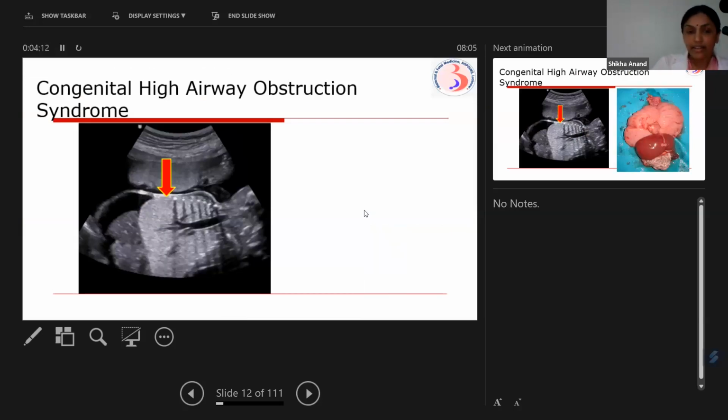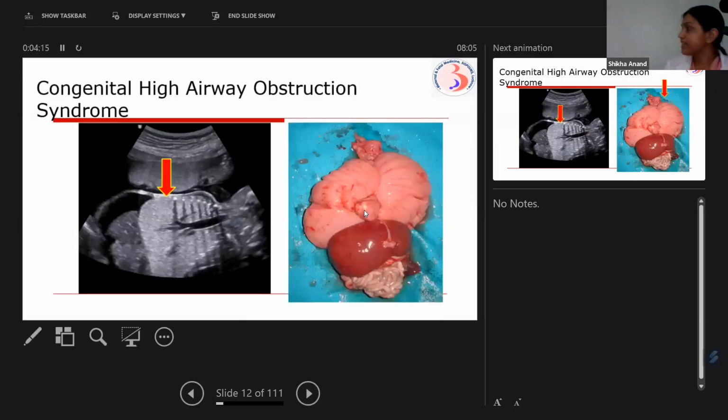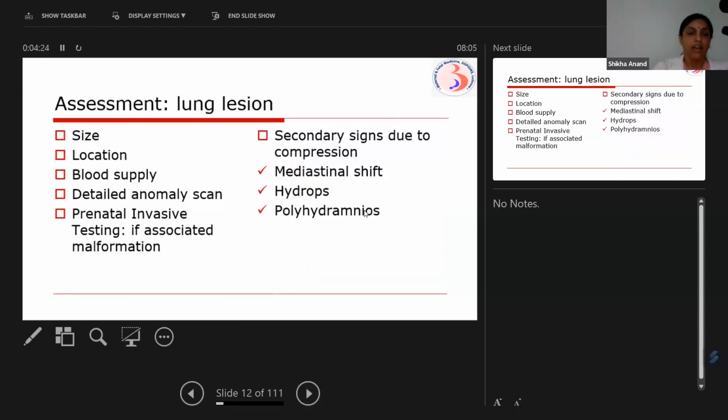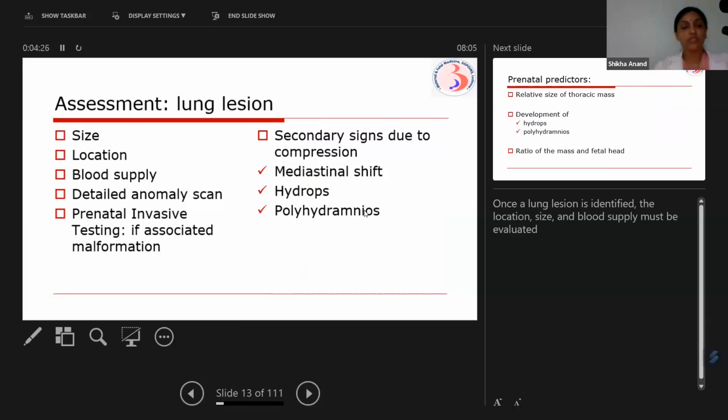And then this is the autopsy picture, in which we can see that the lungs are so hyperinflated that even the rib markings can be seen over the lungs. So once a lung lesion is diagnosed, we need to look at the size of the mass, the location, and its blood supply. A detailed anomaly scan should be done, and prenatal invasive testing is offered if there are associated malformations to rule out chromosomal abnormalities.